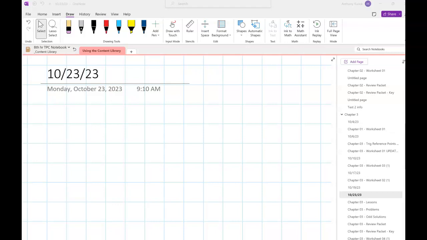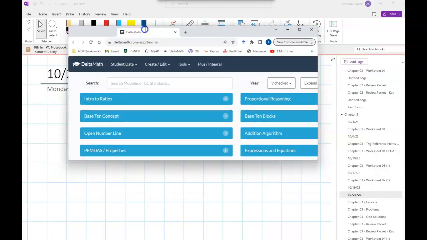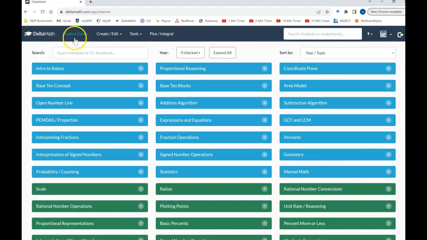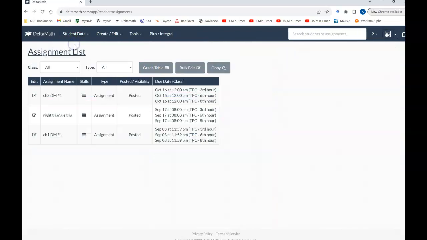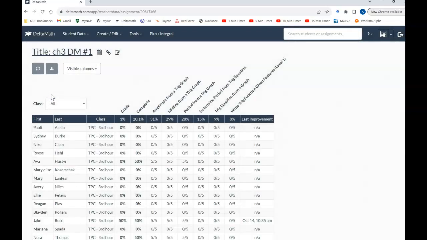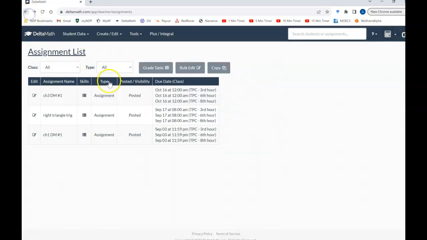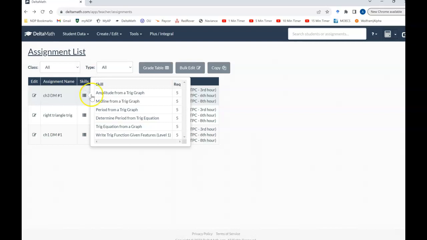Have a Delta Math assignment if you haven't started that. It will be due this Sunday, yeah, the chapter 3 Delta Math. Was there a Delta Math due yesterday? No. Just the worksheet. The 2 worksheets, worksheet 2 and 3, was Sunday's assignment.